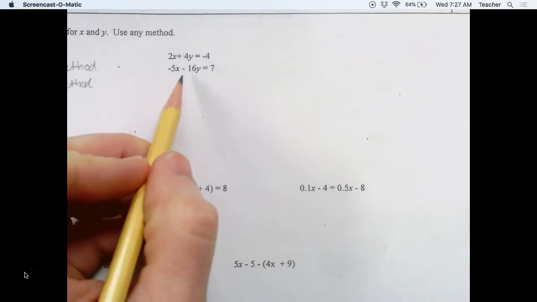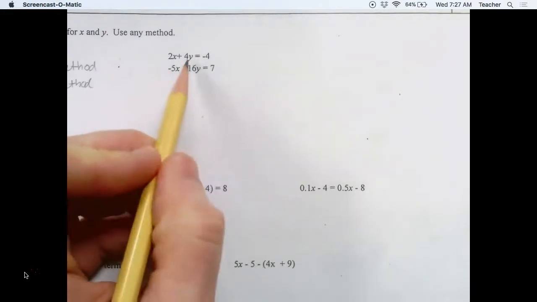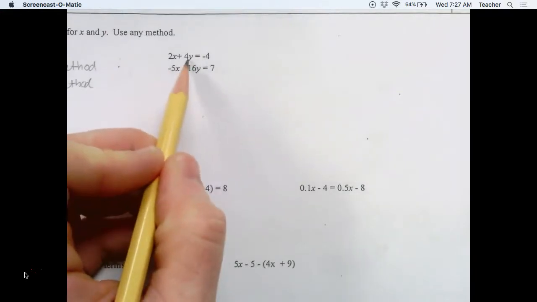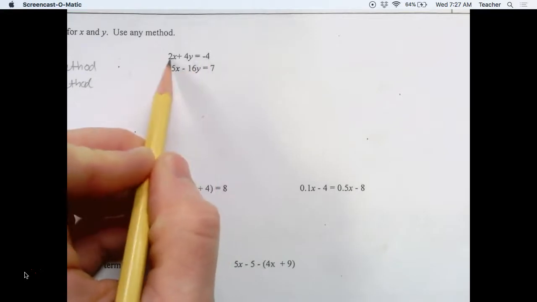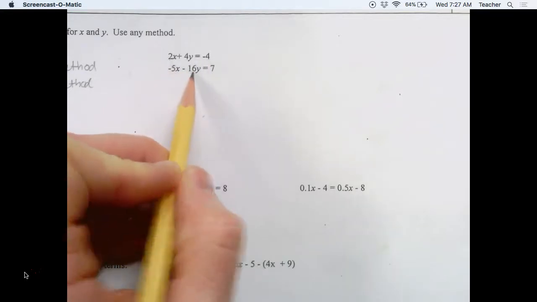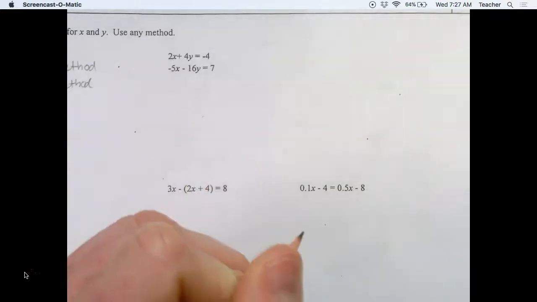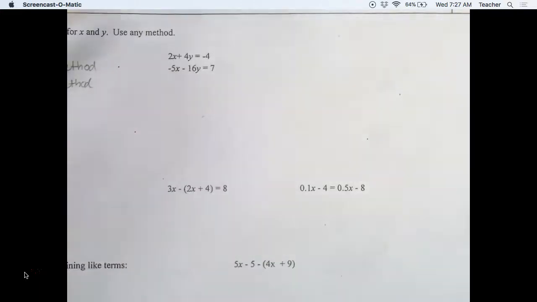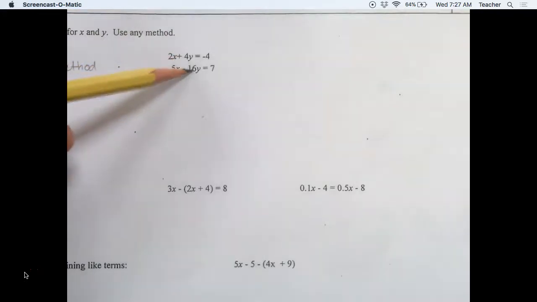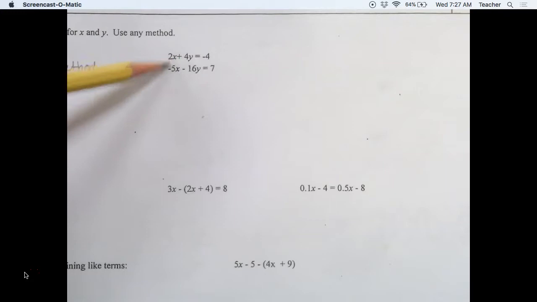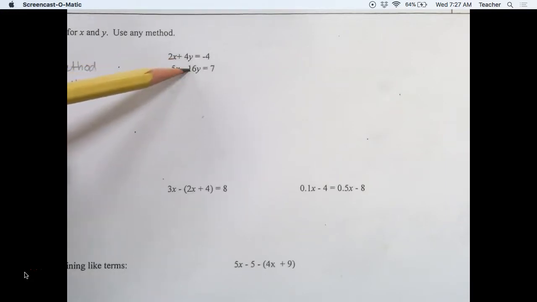So I'm not going to use equal values method because I'm going to eventually have to divide everything through by 4, which would be okay, but I'm going to end up with a fraction, and I'd have to divide everything through by 16 eventually, and that's going to be really ugly. Okay, so instead, what I want to do is I want to make the coefficients match or be the opposite of one another. So 2 and 5, I can't really make them match easily, but 4 and 16 I can.